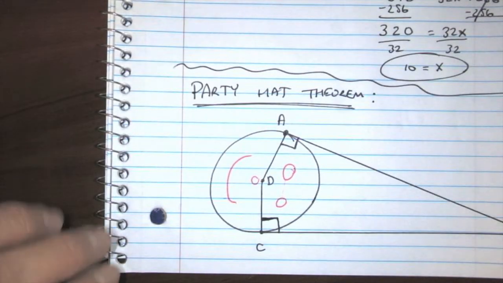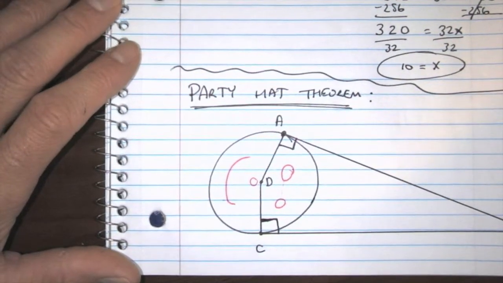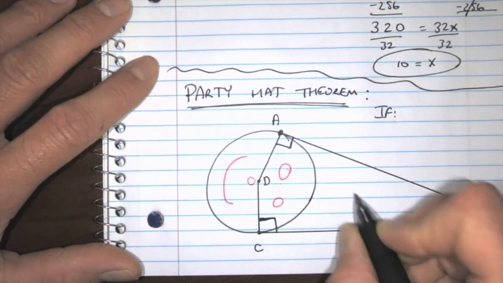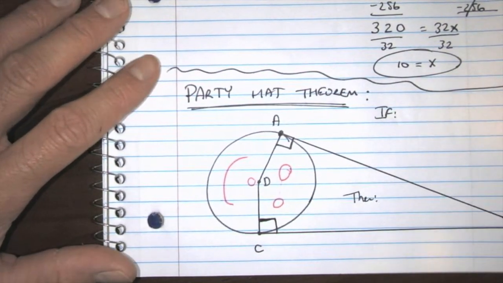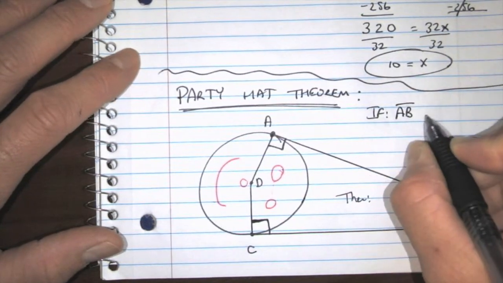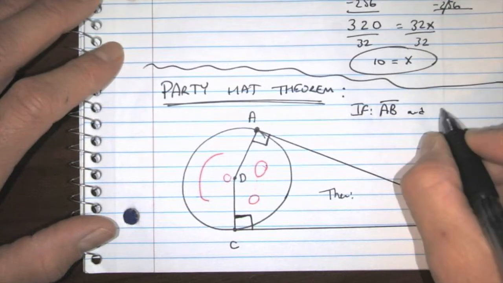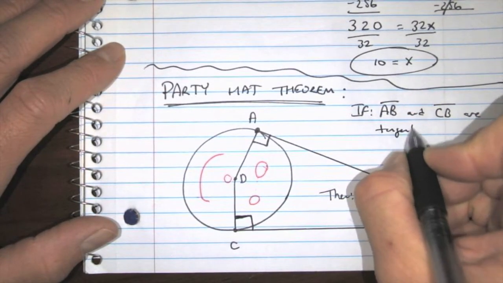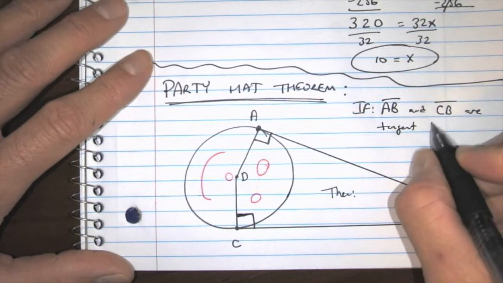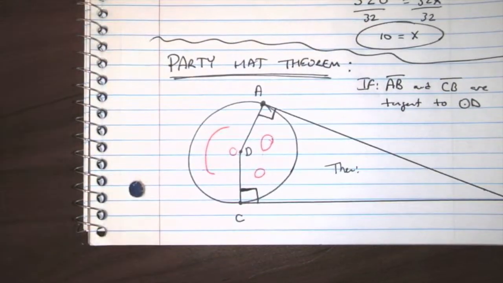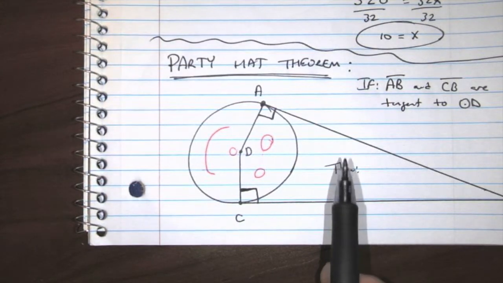Basically, here's what it says. Let's do an if then. If AB and CB are tangent to circle D, which it appears to be that they are.